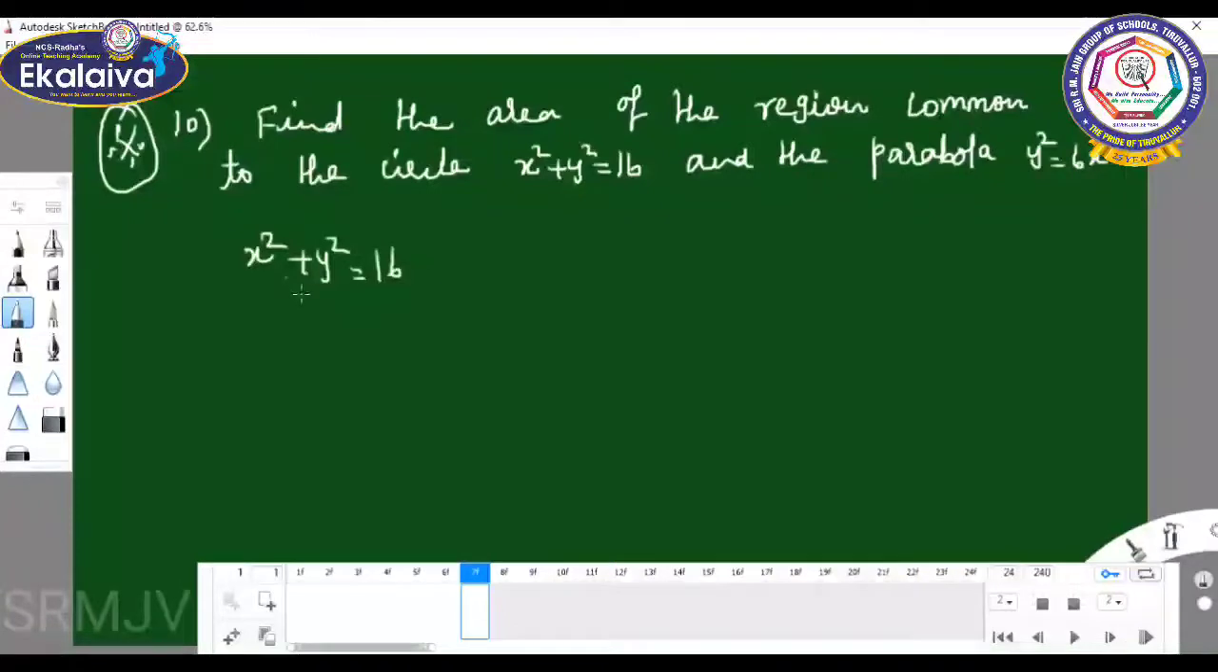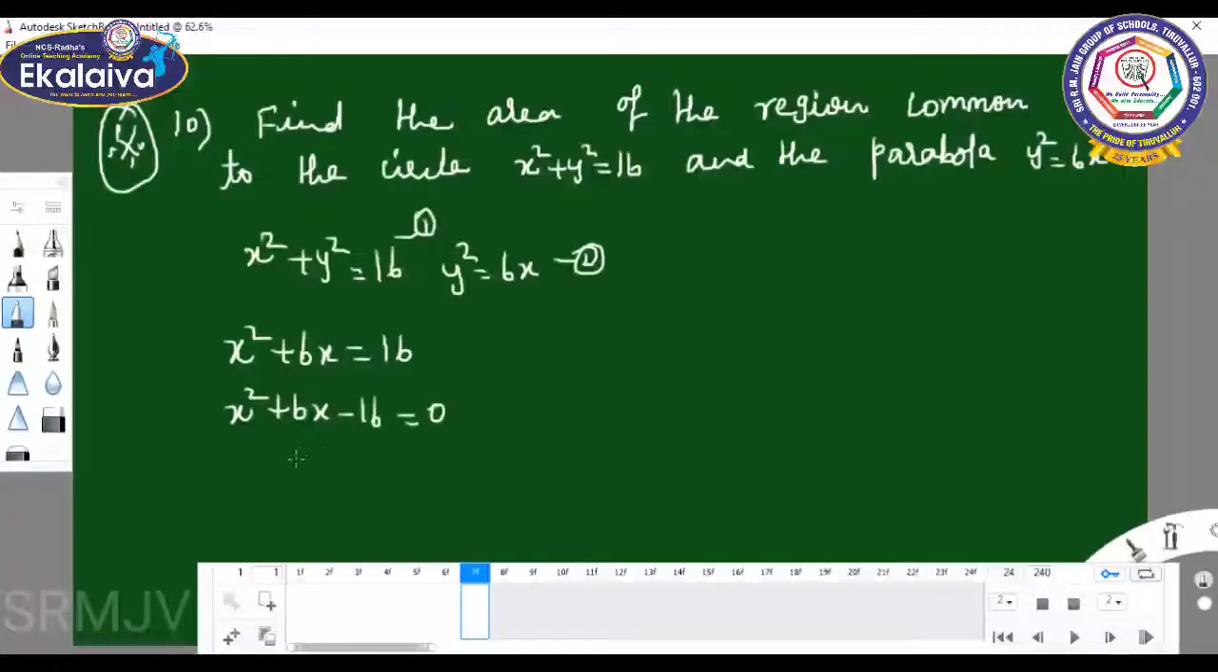Then y square equal to 6x. You can substitute y square equal to 6x in this equation. This is 1 and this is 2. So x square plus 6x equal to 16. x square plus 6x minus 16 equal to 0. Sum equal to 6, product equal to minus 16.